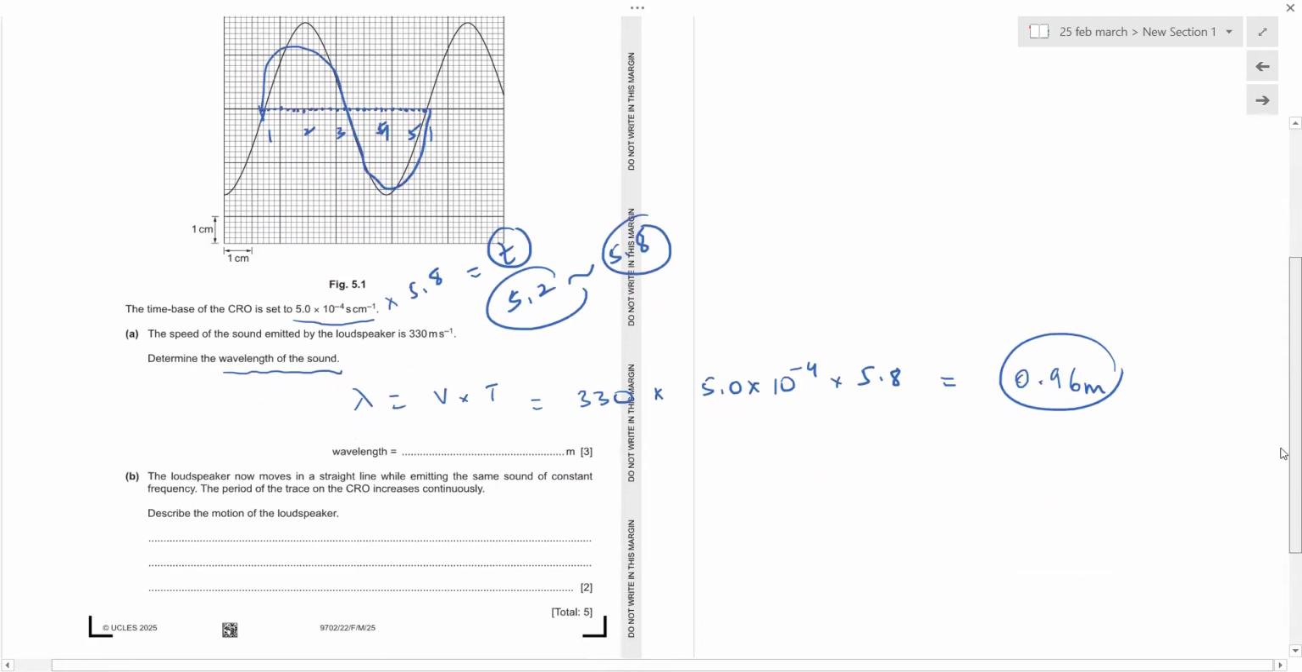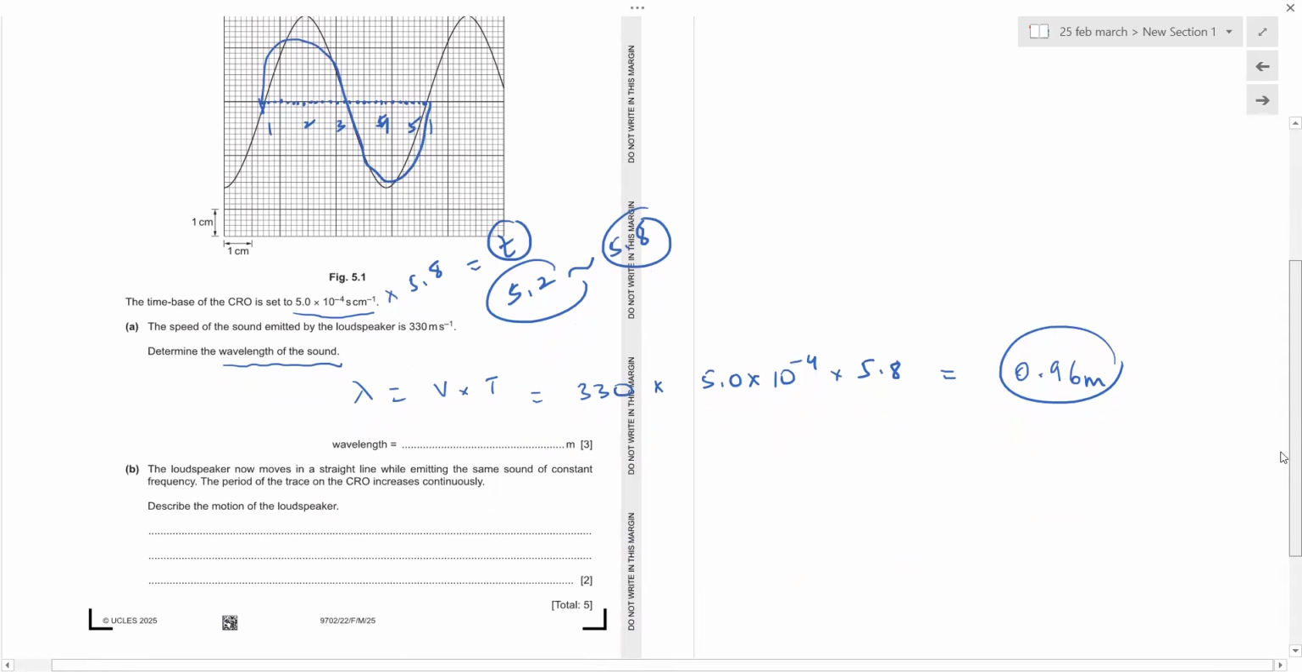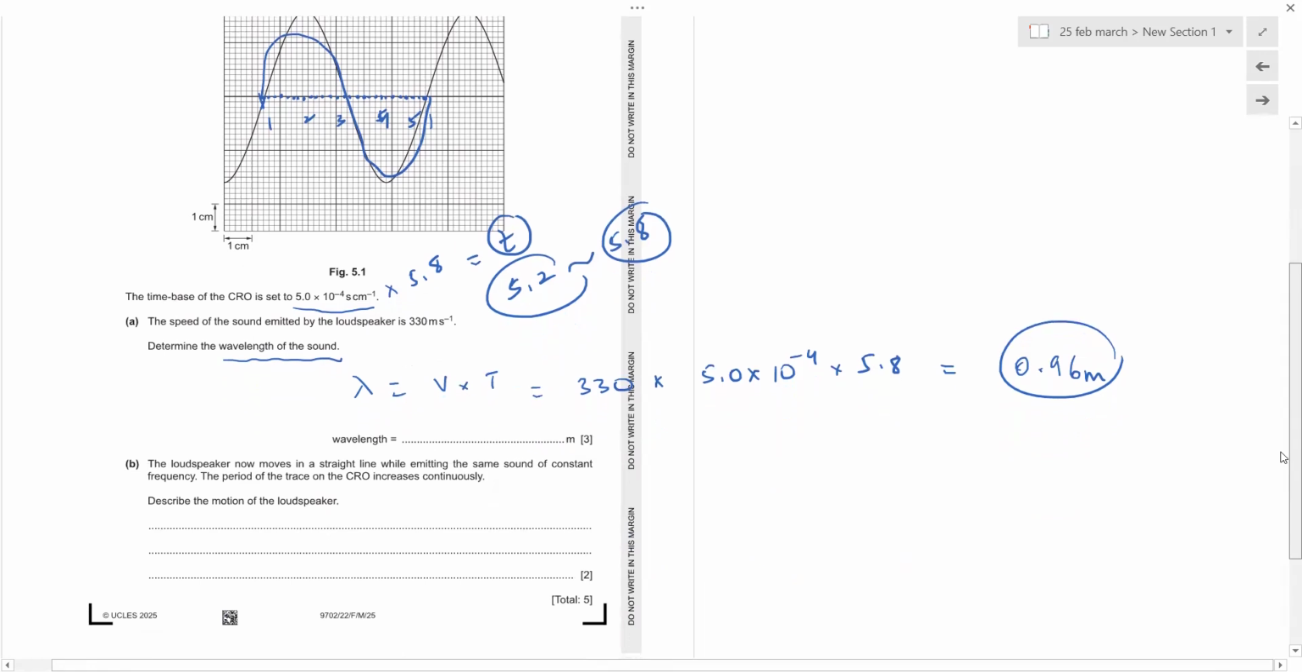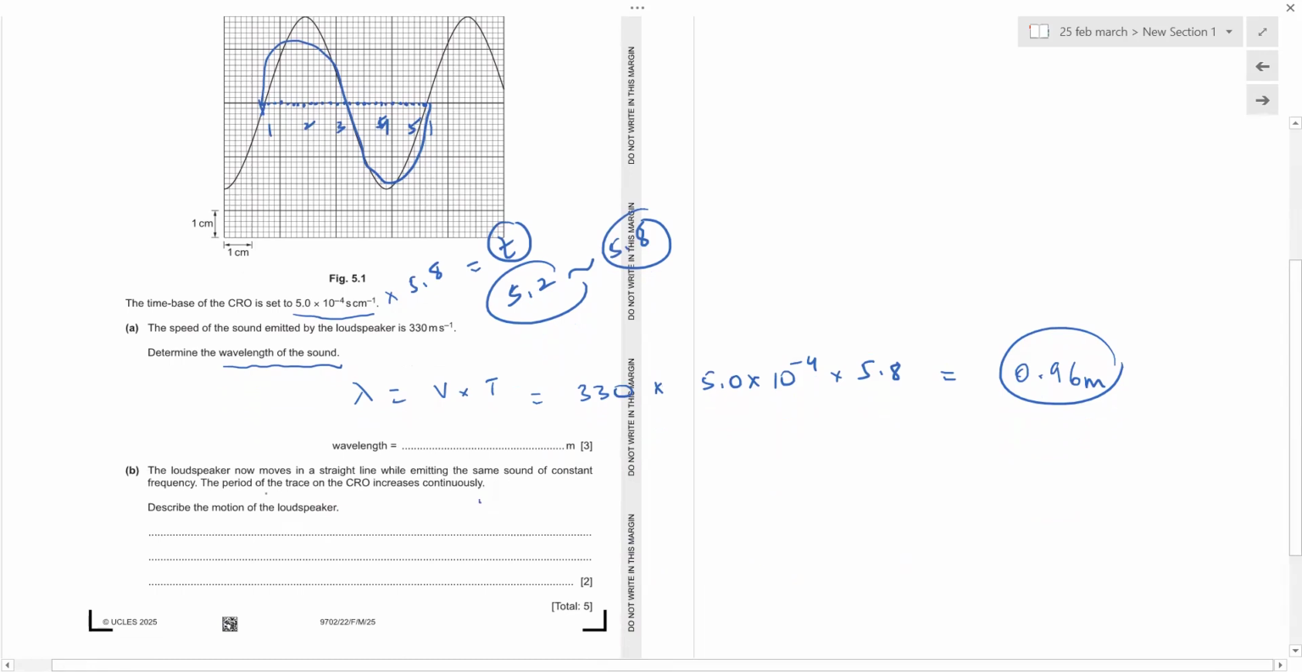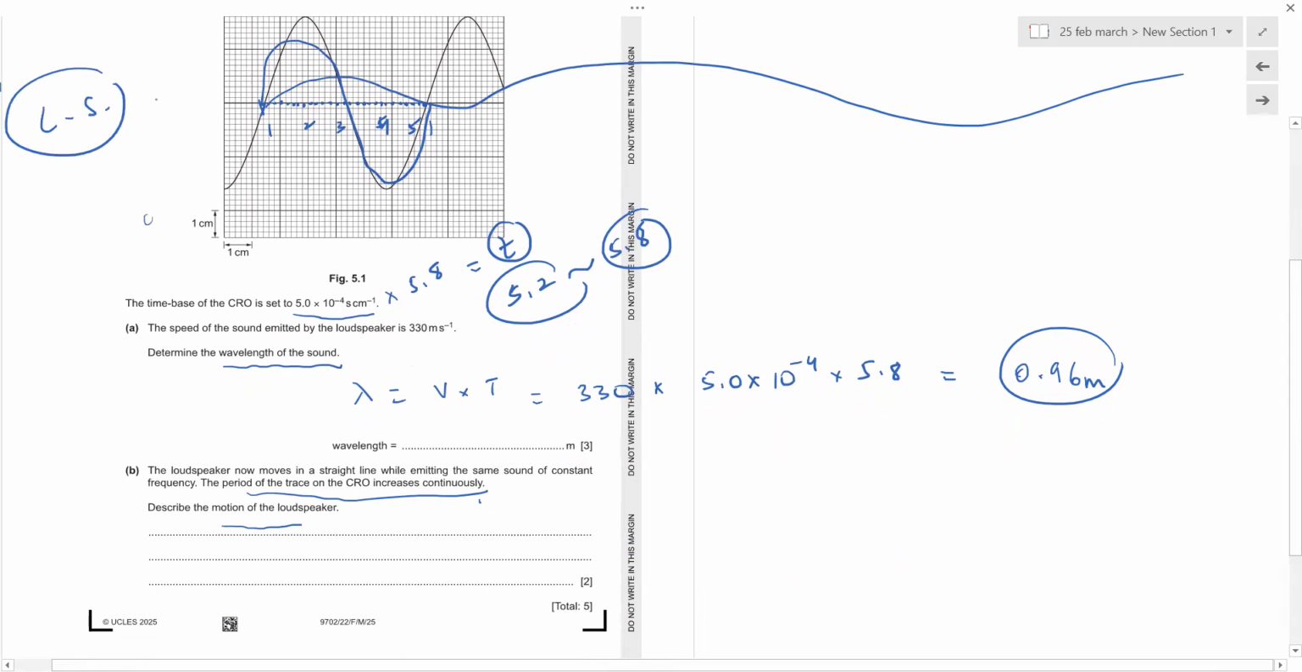Okay, the loudspeaker now moves in a straight line while emitting the same sound of constant frequency. Okay, the period of the trace increases continuously. That means this trace is kind of like this, and then it goes like this. So it is increasing constantly. So determine the motion. What we can identify is if the period is increasing continuously, that means this loudspeaker is basically moving away from the source.